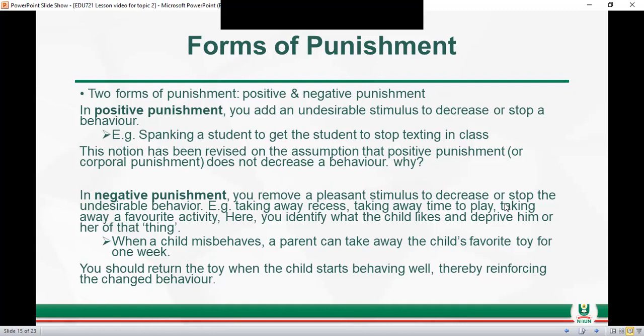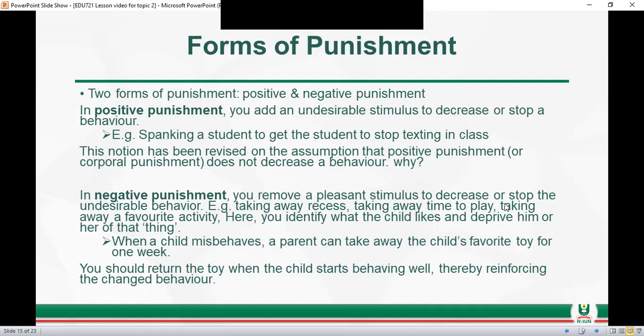Don't make it too long. You can give it a week. I'm sure before the 1 week elapses, that child will want to behave well again, and then you release whatever it is you have seized from the child. Just release it so that it can reinforce the changed behavior, so that the child will have trust in you. So refer to the notes again for more examples that have been indicated.